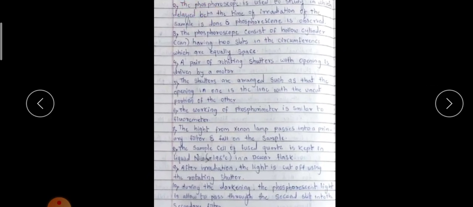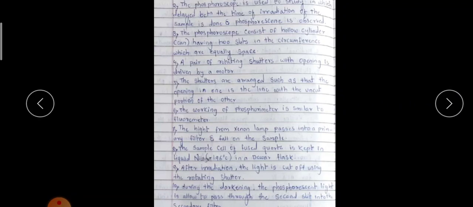Phosphorimetry you have to do. We have already discussed this particular thing. It is similar to the fluorimeter, just a little bit of change is there. The change is that only a hollow cylinder is used, having 2 slits in the circumference which are equally spaced. A pair of rotating shutters with openings is driven by a motor, because when one slit is open, at that time the other is closed. When light enters from one slit, it gives out the emergent radiation from the second slit. That we have to remember.